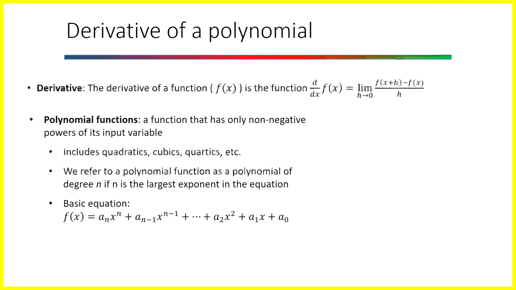We refer to a polynomial function as a polynomial of degree n if n is the largest exponent in the equation. The basic equation of a polynomial is f(x) = a_n x^n + a_(n-1) x^(n-1) + ... + a_2 x^2 + a_1 x + a_0. In this case, f(x) is an n-degree polynomial because the largest exponent is n.